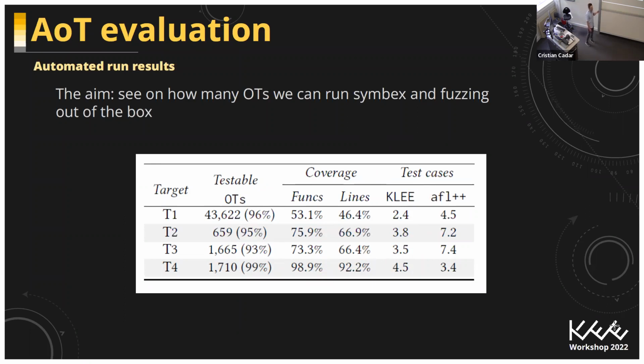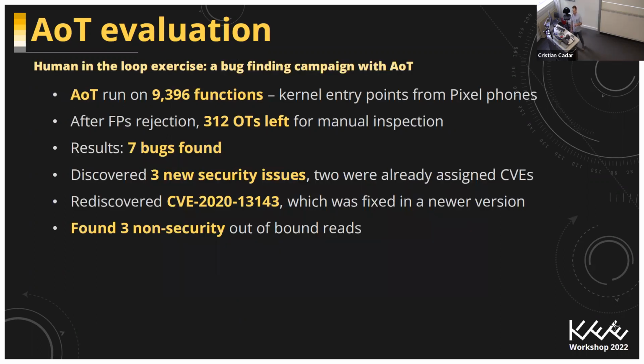As I mentioned before, in order to find real bugs, however, you need manual intervention because there are still false positives which cannot be filtered with the heuristic. And for that, we did another exercise, that was the bug finding campaign on Linux kernel entry points from 2 Pixel phones. So in total, we took over 9,000 functions. We generated off-targets for them and ran KLEE and AFL++.